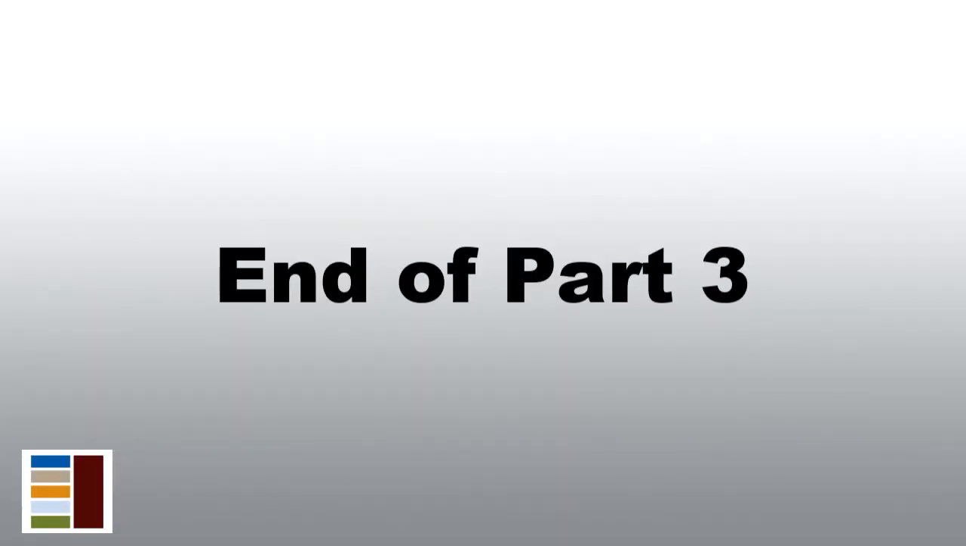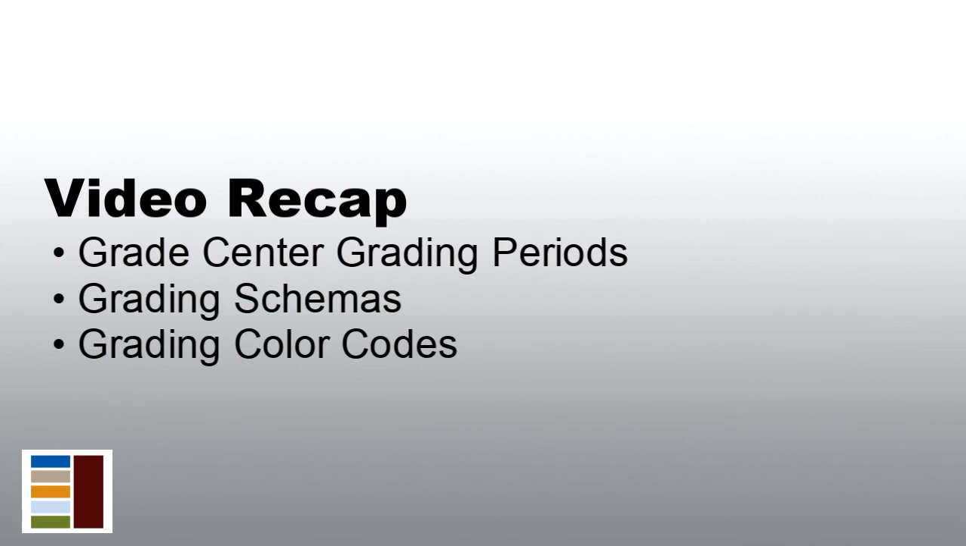That concludes Part 3 of the Monitoring Student Activity and Performance portion of the Blackboard Black Belt course. In this video, we have learned how to effectively manage the full grade center by setting up grading periods, grading schemas, and color codes. In the next video, we will continue exploring the Manage menu. See you soon in Part 4.